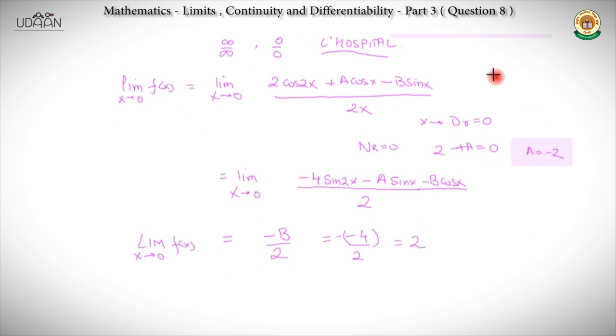Right. So as soon as we had the values of a and b, we had no difficulty in solving our limit. We substituted the values of a, b, and also substituted x as 0, and we found out that the limit of the function at x tending to 0 is equal to 2, as required. So this is question number 8.